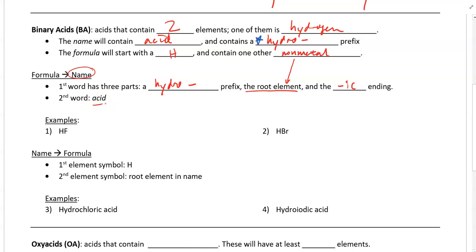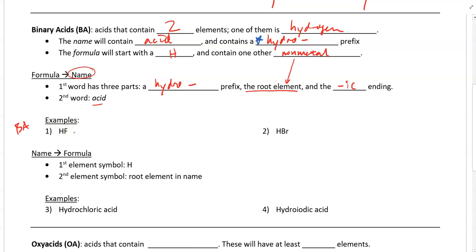Let's go from a formula to a name. We have the formula HF. Always identify the type of substance first. HF has two elements involved, so it's going to be binary something, and the fact that it has an H in front lets me know it's a binary acid. So I'm going to jot down BA off to the side, for binary acid. Since it's a binary acid, there's a certain name format. H is just the hydrogen part, and F is the element root.